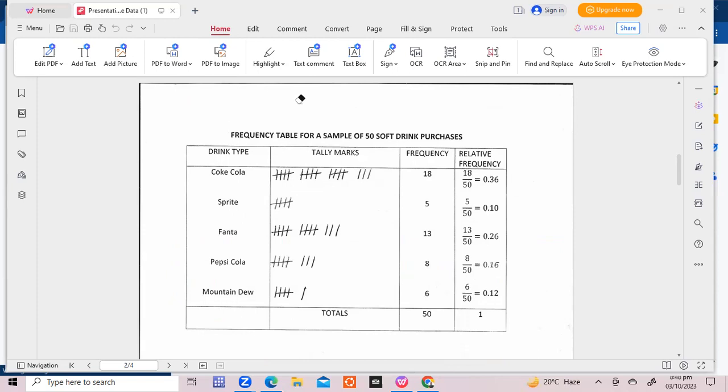So when you sum up, another thing is, when you add up the relative frequencies, the total should come to exactly 1. If it does not come to 1, you know that you have made a mistake somewhere somehow.